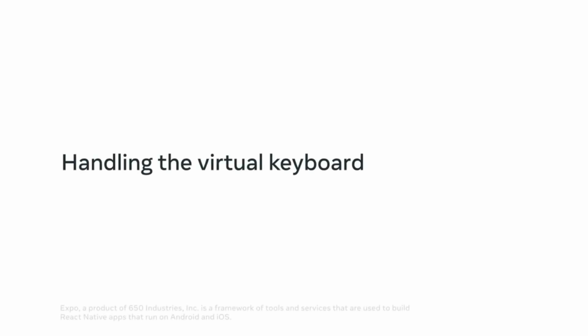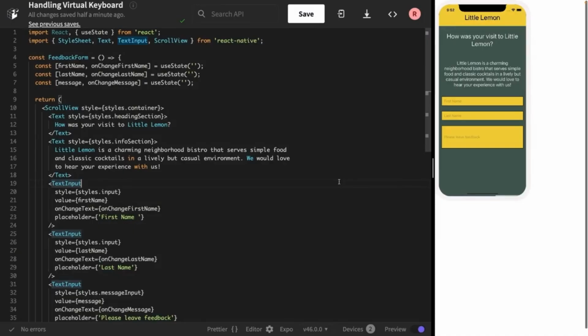In this video, you'll observe how properties of the text input component can be used for handling the virtual keyboard. Specifically, you'll learn how to apply the keyboard dismiss mode and keyboard avoiding view properties. Let's recap what you've built in the Little Lemon mobile app so far.